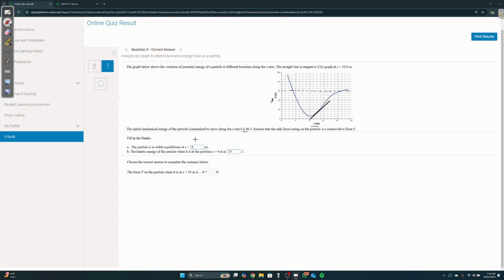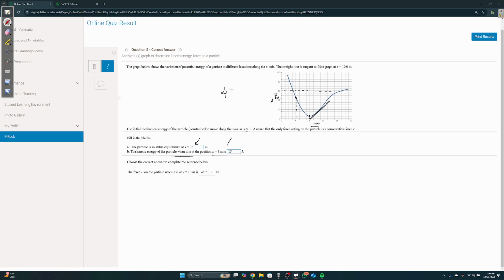Okay. The particle is in stable equilibrium where? Obviously, it's in stable equilibrium over here when it turns, right? So over here at 8 meters. Very easy. The kinetic energy of the particle when it's at position x equals 4. So over here at x equals 4, it's at how much? 45, because it's 1, 2, 3, 4 spaces, and it's 20 in between, so 20 divided by 4 is 5. So this is 45 over here.